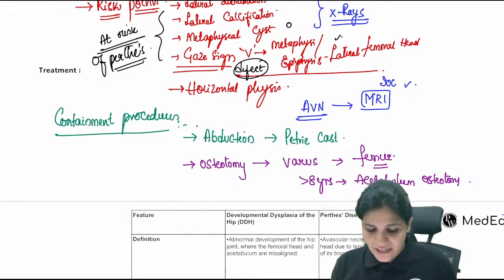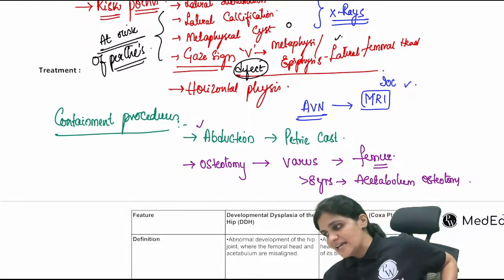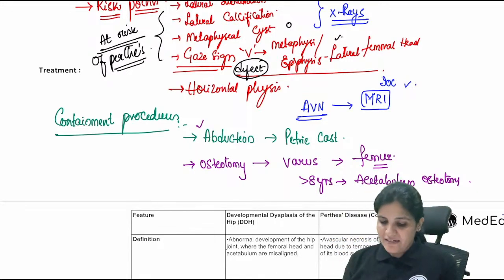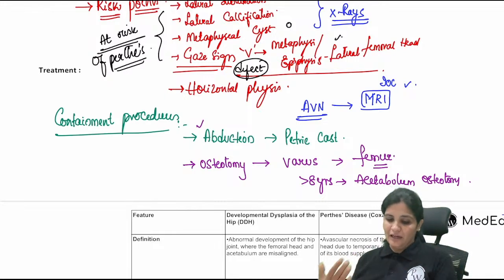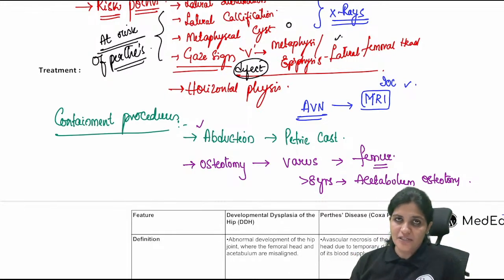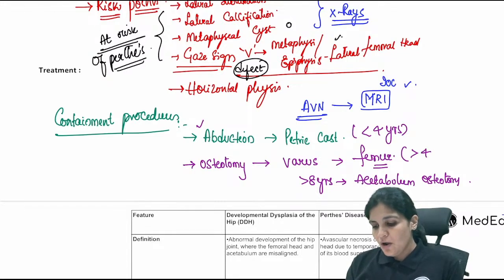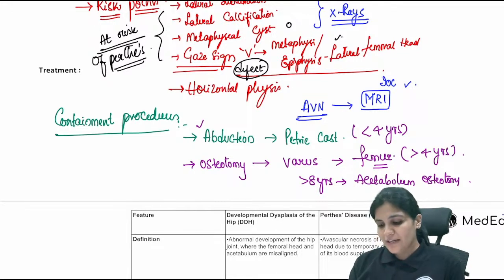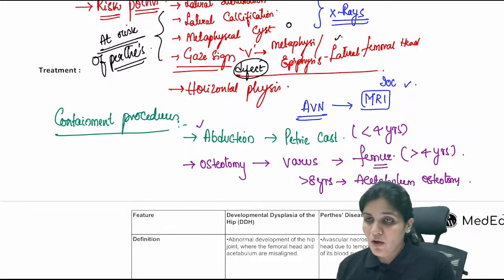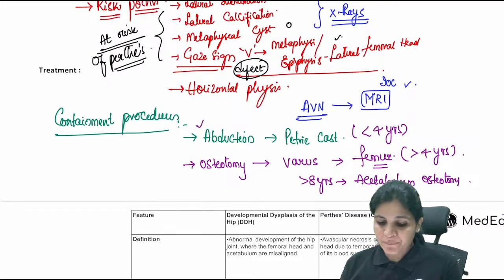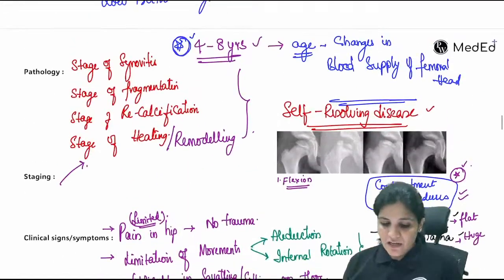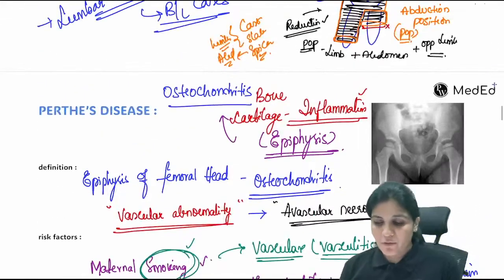So one is abduction position for the Petrie's cast. I have discussed that again. So Petrie's cast, or again you can put a splint into abduction. If the patient is less than 4 years, you go for Petrie's cast. If it is more than 4 years, you usually go for osteotomy. And if it is more than 8 years, you go for acetabulum. So that is about the Perthes disease, right? So this is a very, very important question again.